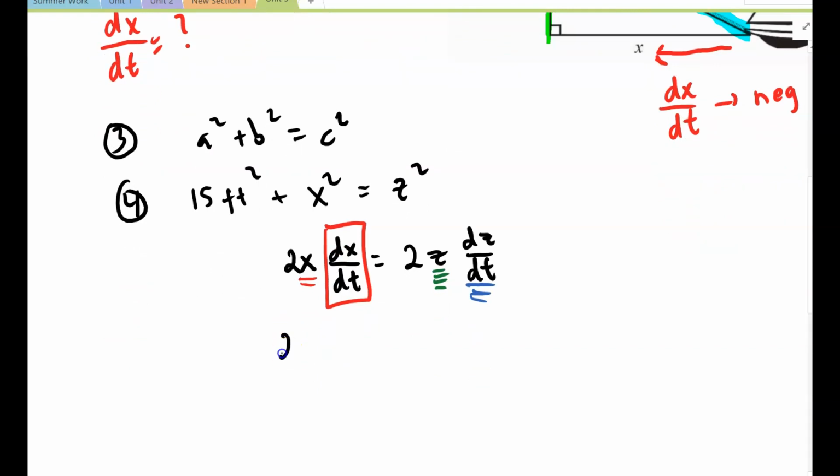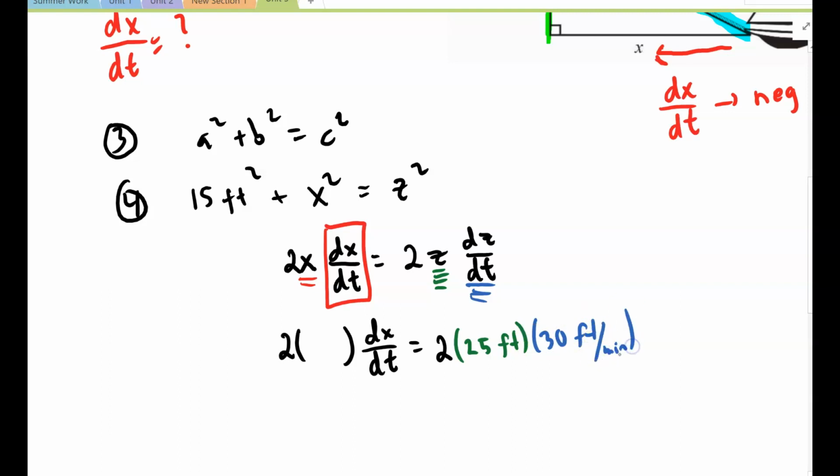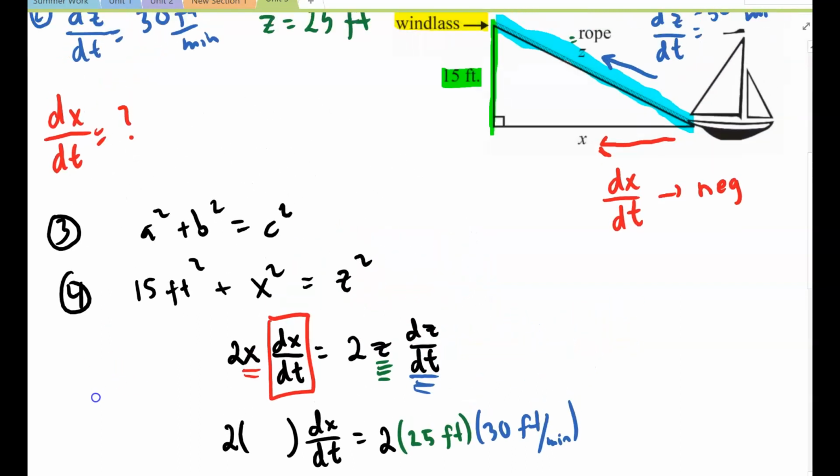So we have 2 times x, which we don't have, dx/dt is equal to 2 times z, which is 25. And at this stage, I'm going to start using my units too, so that's 25 feet, times dz/dt, which is 30 feet per minute.